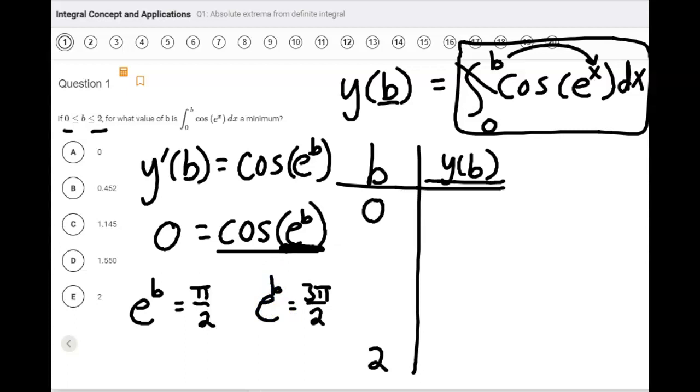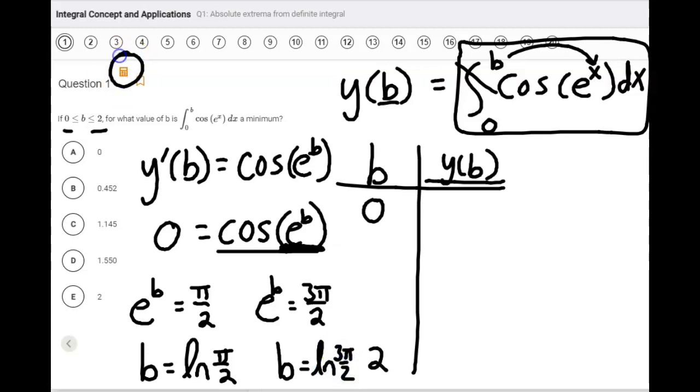And the way that we're going to solve this is by taking ln on both sides, because when you take ln, it cancels out the e. So if I ln the left side, I'm left with b, and then if we ln the right side, I get ln of pi over 2. Same thing on the other one. We have ln of e leaves me with b, and then we have ln of 3 pi over 2.